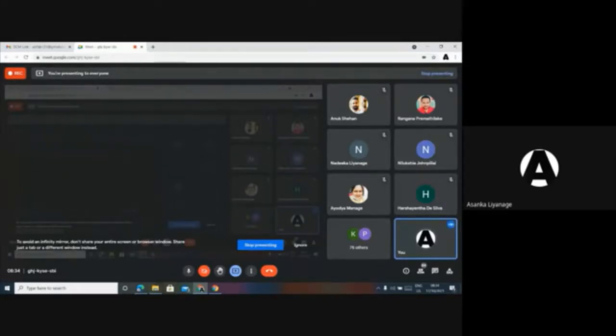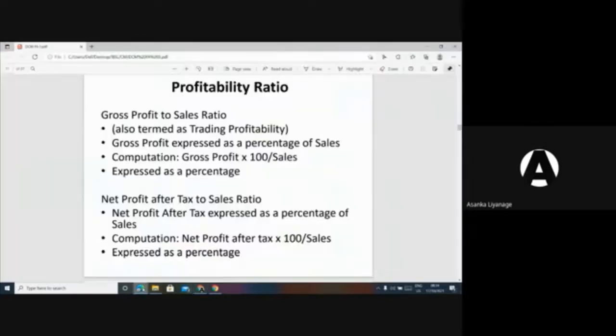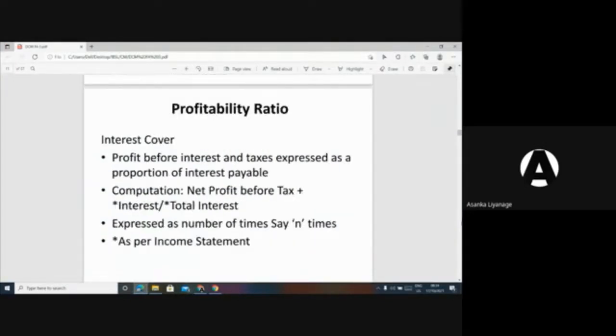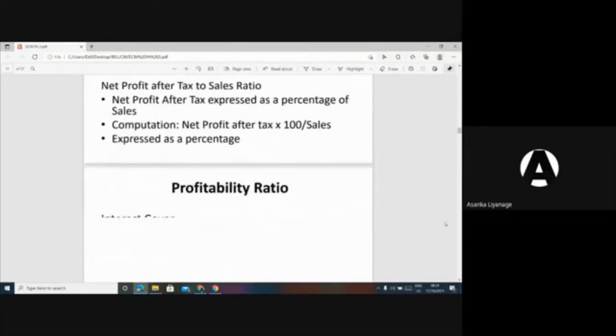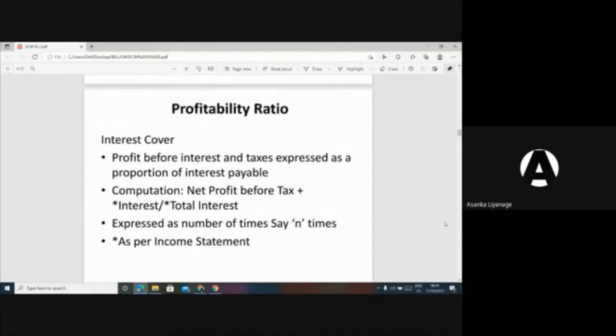Right, we'll move on. Another ratio. This is very important. Interest cover. Interest cover. Profit before interest and taxes expressed as a proportion of interest payable.